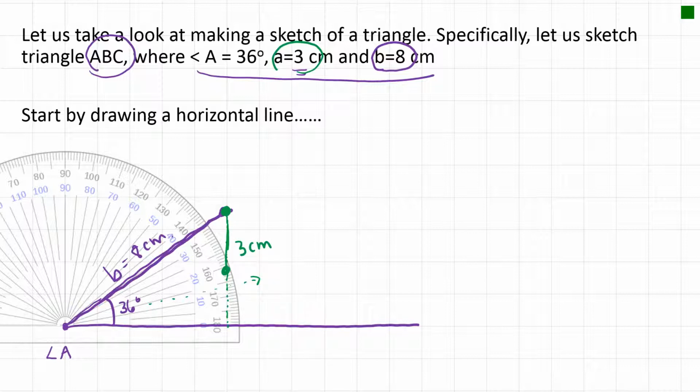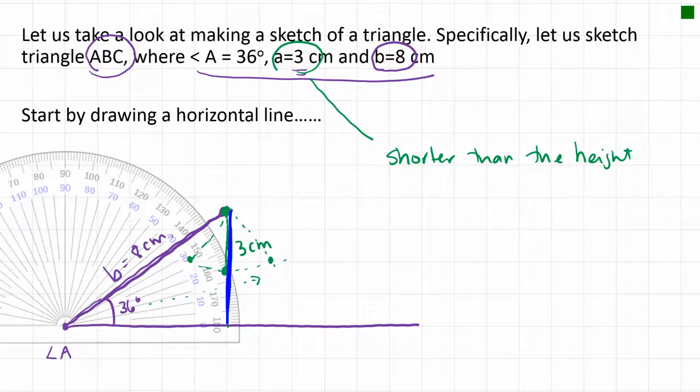Now notice it's not going to reach the bottom horizontal line. Even if I swing it out or swing it this way, it's not going to reach the bottom line. So there is actually no way these dimensions are going to create a triangle. And that's because this is shorter than the height. So the height of the triangle was this distance here, and we know that's smaller than 8, but it's definitely larger than 3. So what exactly is the height?